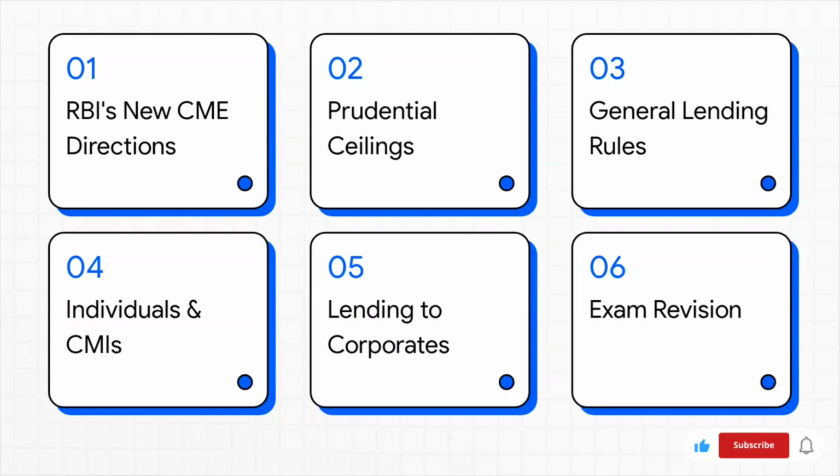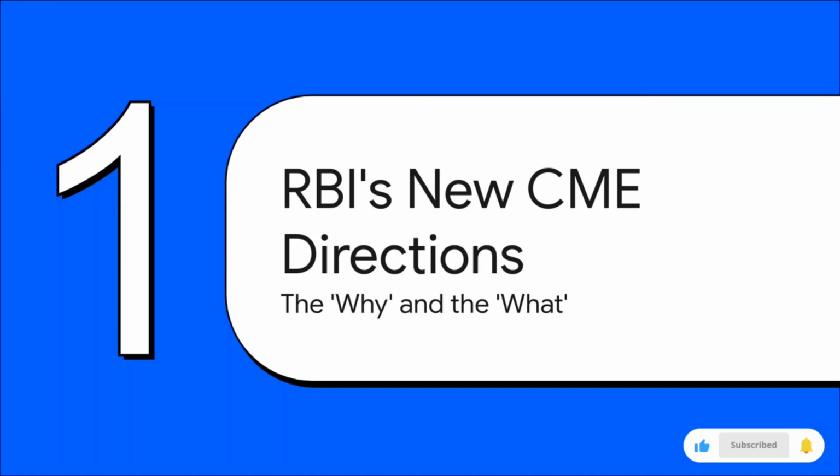So here's how we're going to tackle this. We'll follow the RBI structure, nice and logical. We'll kick things off with the why and the what of these new directions. Then we'll get into the hard numbers, the stuff you absolutely have to memorize. After that, we'll walk through the general rules of the game, zoom in on different types of borrowers, and wrap it all up with a quick revision to make sure everything sticks. Sound good? All right, let's start with the basics.